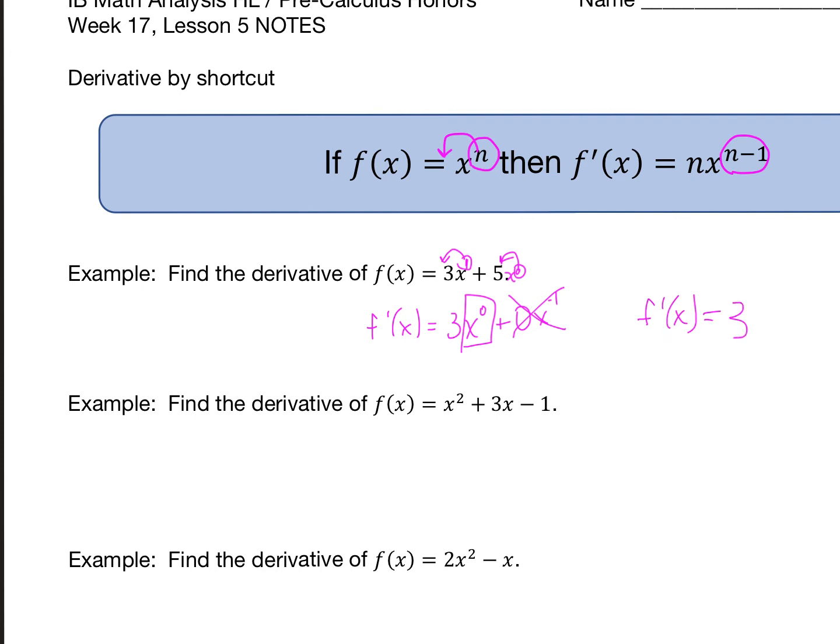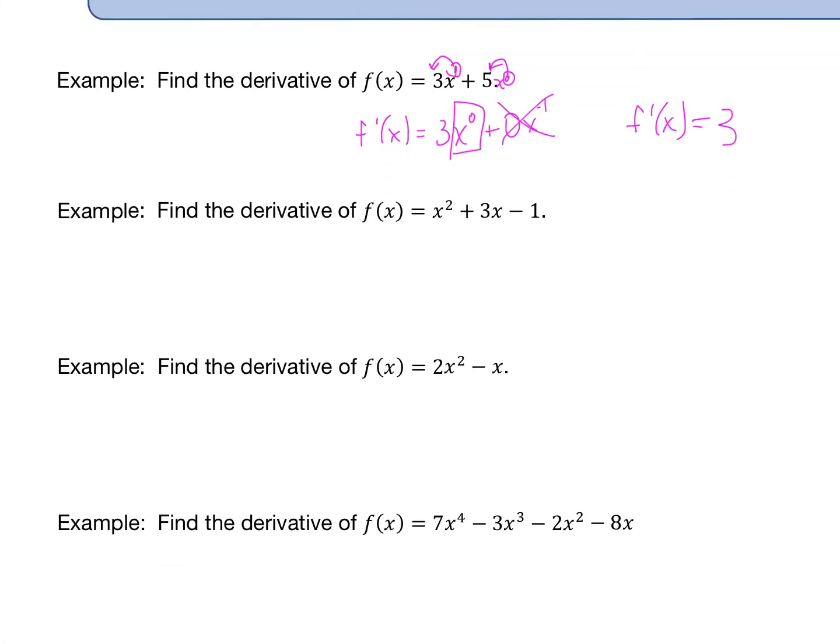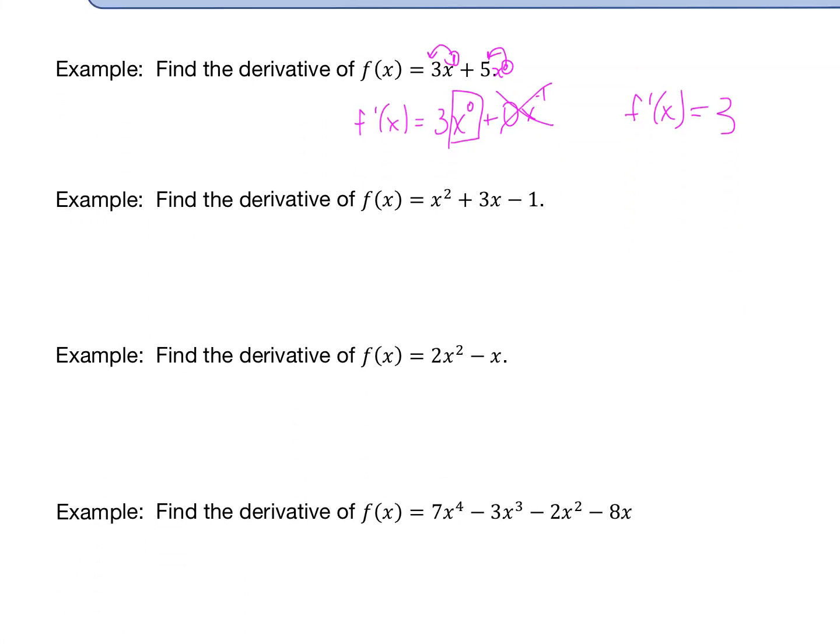Okay, so let's scoot this up, switch colors, let's see if I can do a couple more of these. Okay, so for this one, I take the 2, I multiply it by the exponent out in front, which is just 2. I write down my x, and I lower my exponent by 1. Okay, next term, this is an exponent of 1, so I multiply that together. I write down my x, I lower the exponent by 1. And the derivative of this constant is just 0. So cleaning this up, you get 2x plus 3.